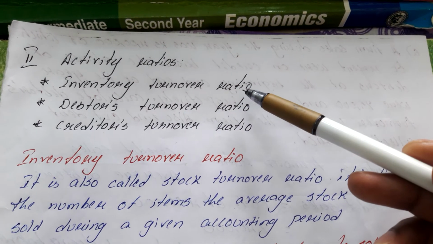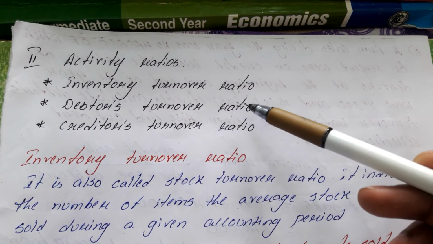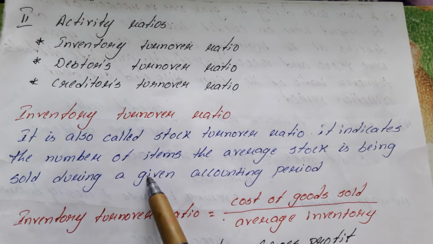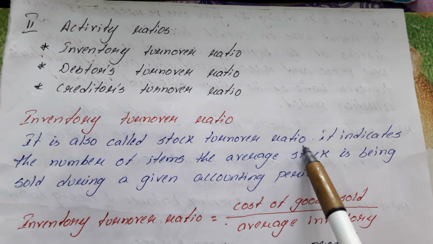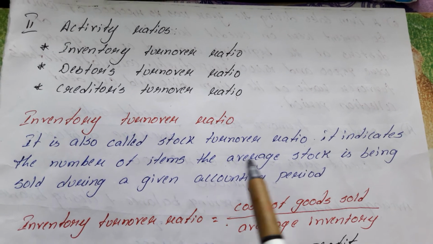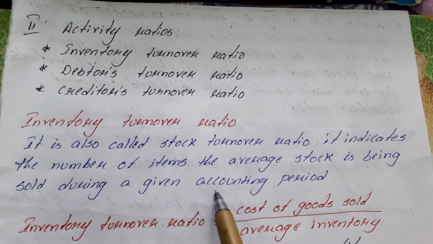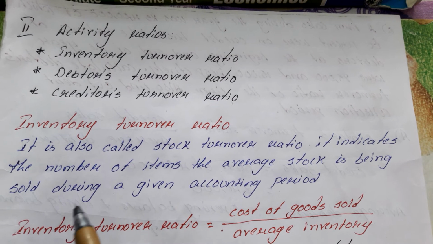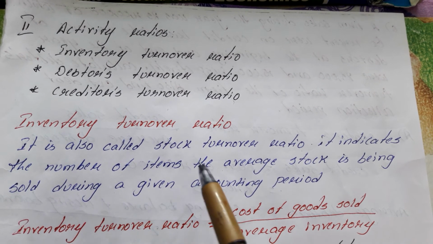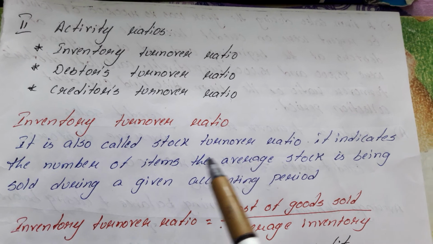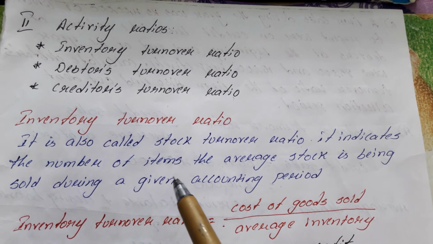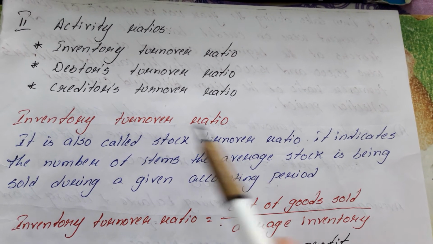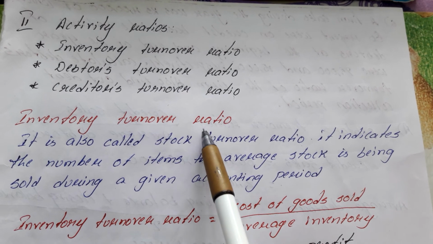There are three types of activity ratio: inventory turnover ratio, debtor turnover ratio, and creditor turnover ratio. Let's see first inventory turnover. The inventory turnover ratio is also called stock turnover ratio. It indicates the number of times the average stock is being sold during a given accounting period. Means in a year, how quickly they are able to sell the goods they have produced, and in how many days they sell those goods, is measured with the help of inventory turnover ratio.